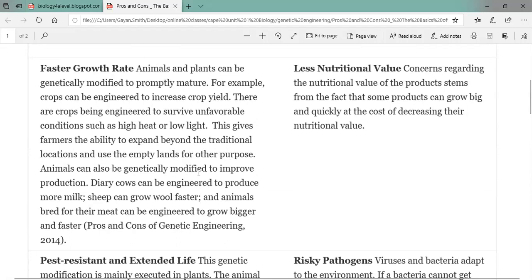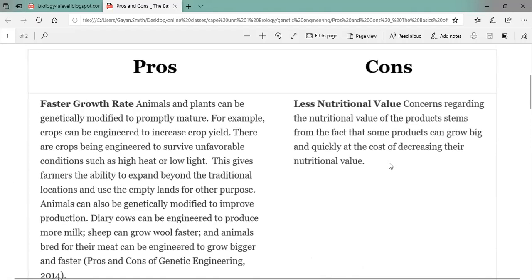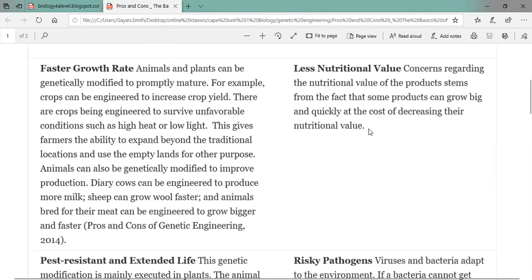Animals can also be genetically modified to improve production. Dairy cows can be engineered to produce more milk. Sheep can grow wool faster, and animals can be bred for their meat, and they can be engineered to grow bigger and faster. The con against this one is that there may be less nutritional value. So there are concerns regarding the nutritional value of the products that stem from genetic engineering, from the fact that some products can grow big and quick at the cost of decreasing their nutritional value.